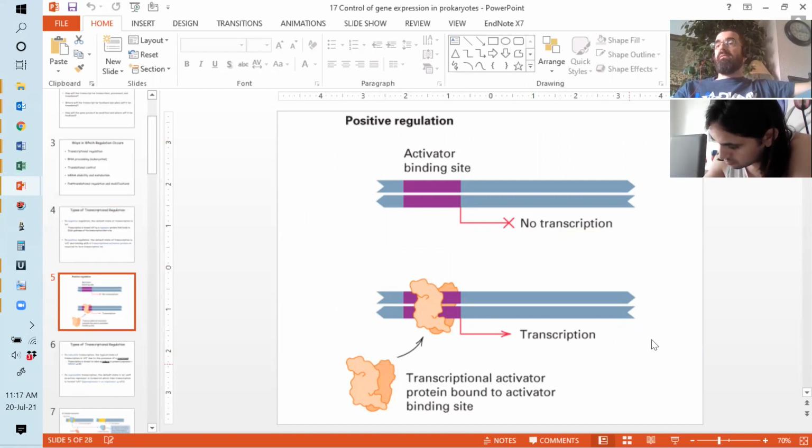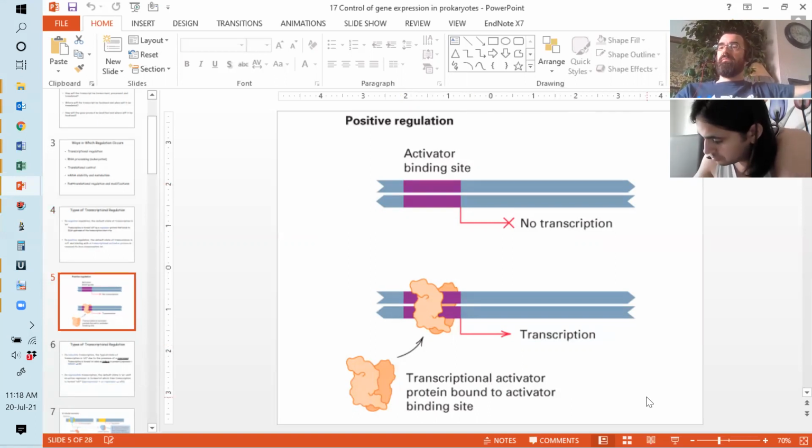So if you look at this picture here, in the absence of anything, no transcription. And you will have part of the DNA of that gene, typically the promoter, where that protein will recognize and bind to be able to turn on transcription.